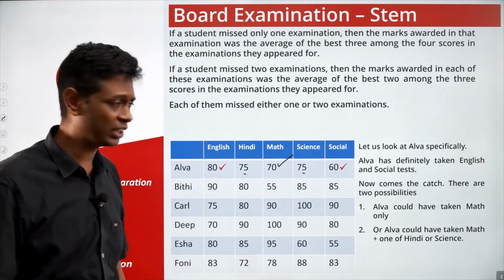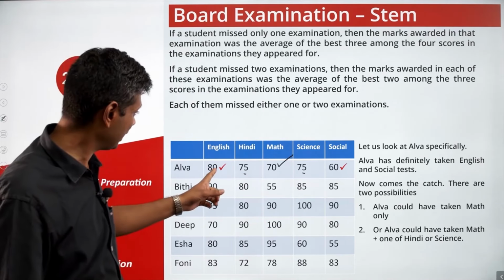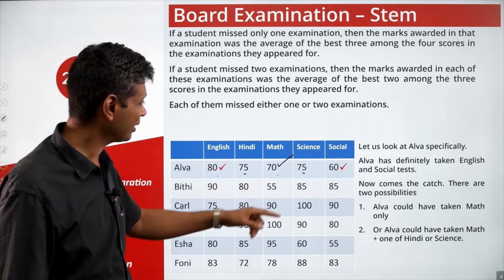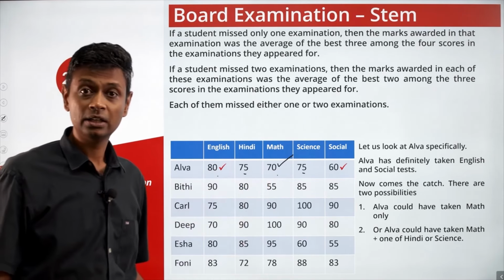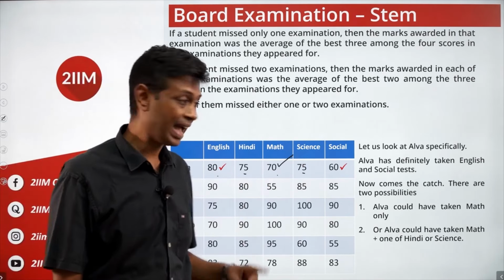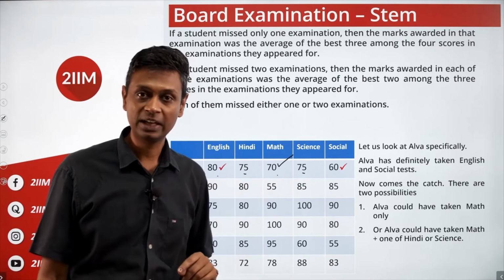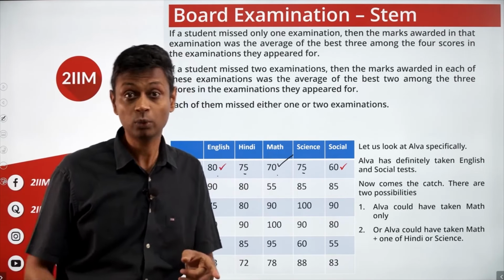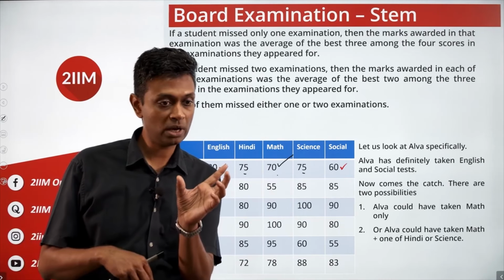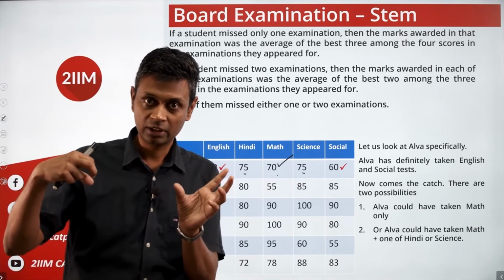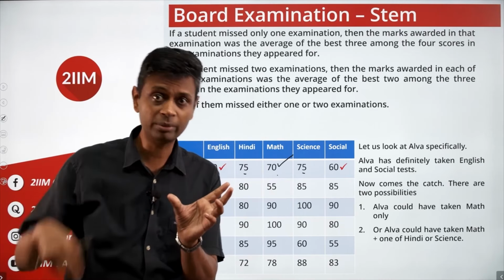But the only catch here is Alva could have taken English, math and Hindi and social. The average of these 3 will also be 75. The average of 80 and 70 is 75. The average of 80, 70 and 75 will be 75. If the average of 2 marks is X, the average of these 2 and X will also be X.